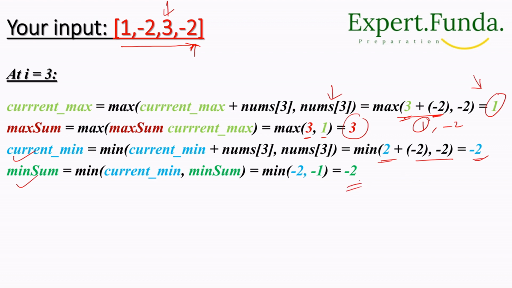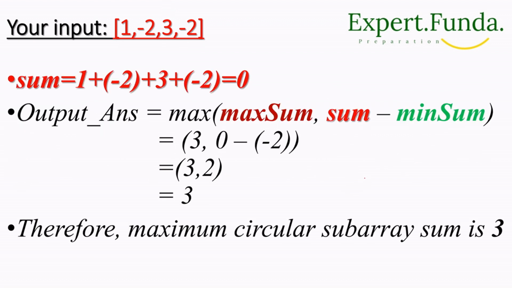Okay, now we are here. So how will we calculate from here to here? What is the sum? Sum is 0, right? We calculate all the values, so the sum will be 0. So how will we calculate the output? Let's see. Max sum, what do we have? We have calculated 3, correct? And we have to do total sum, right? This is total sum minus min sum. What is the minimum sum we have got till here, this end, right? So minimum we have got -2.